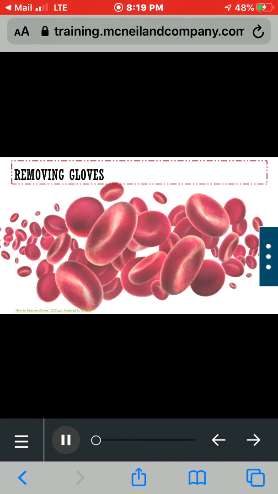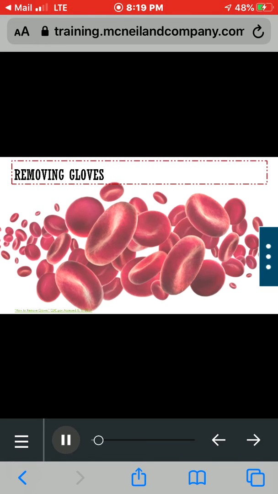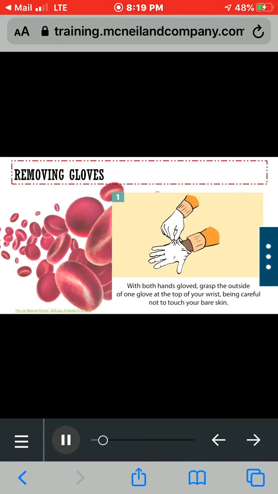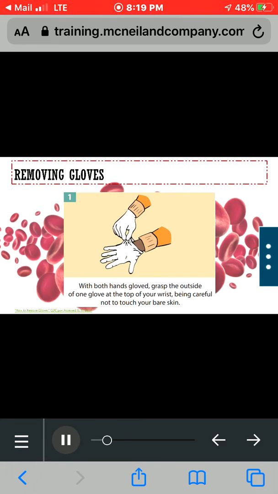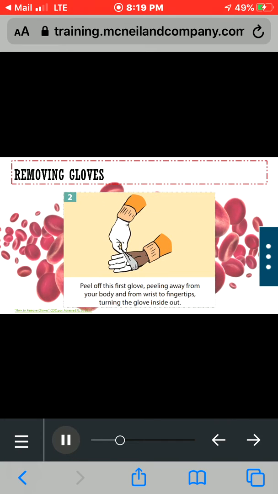To help protect yourself when removing gloves, the CDC recommends the following steps when taking off gloves. First, grasp the outside of one glove at the top of your wrist, being careful not to touch your bare skin. Peel off the first glove, peeling away from your body and from wrist to fingertips, turning the glove inside out.